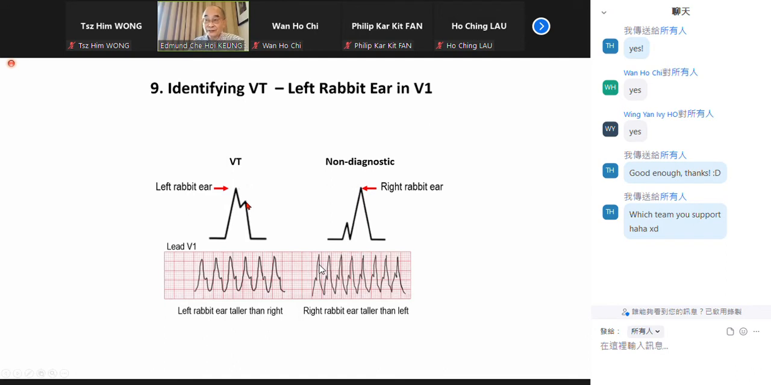Okay, sometimes left and right can be confusing, depending on whether the rabbit is running away from you or running towards you. So we call it the left rabbit ear: it's the first, taller than the second. If the opposite is non-diagnostic, it may still be VT. You see it, VT.